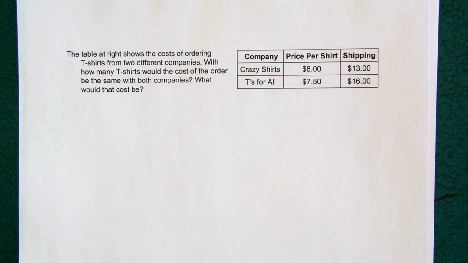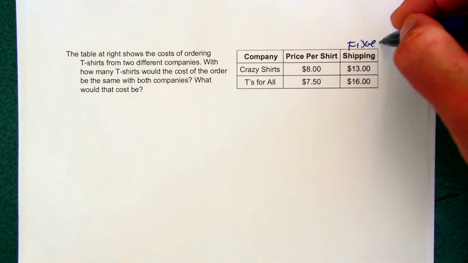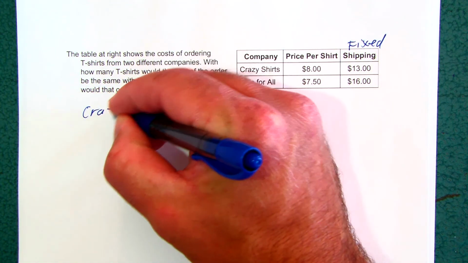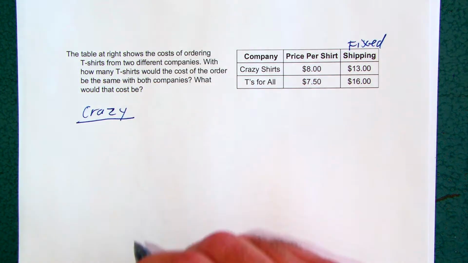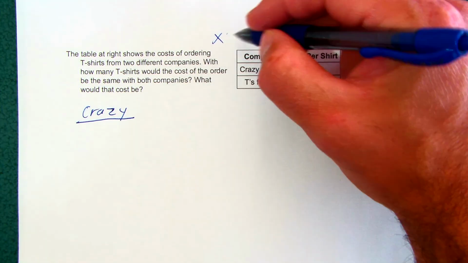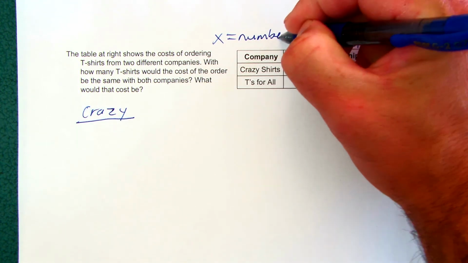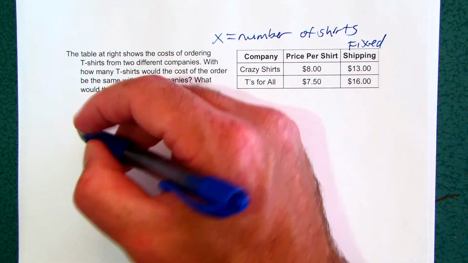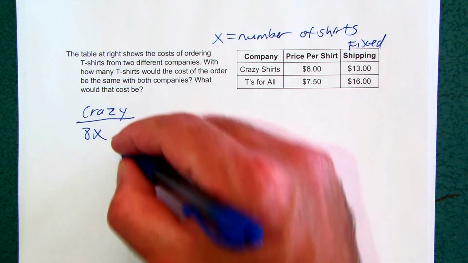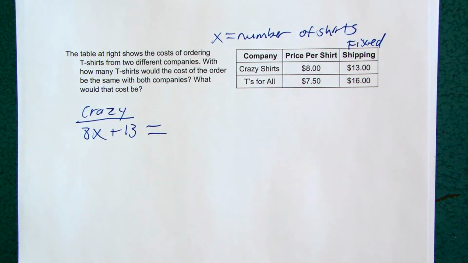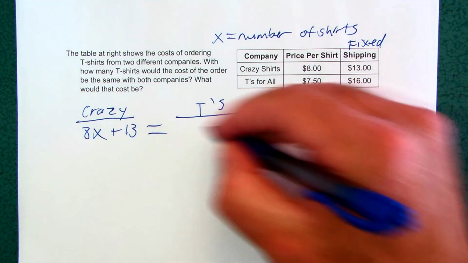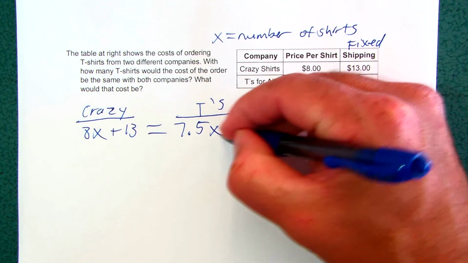So we're going to say this shipping cost is like a fixed cost, okay? It's just however many shirts you order, that's what the shipping is going to be. So with Crazy Shirts, let's just let x equal the number of shirts. So it's going to be 8x, $8 per shirt, plus the shipping cost. When it's going to cost the same, T's for All, let's just call it T's, is going to be 7.5x plus that $16 shipping fee.